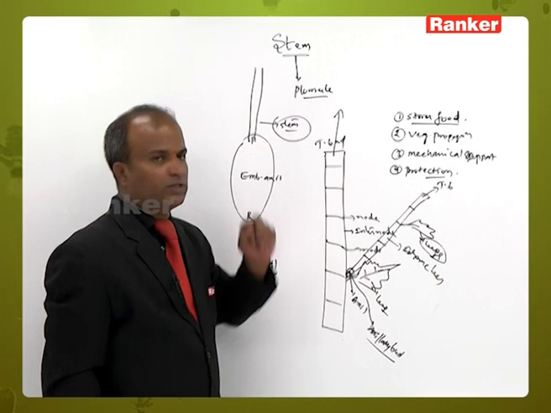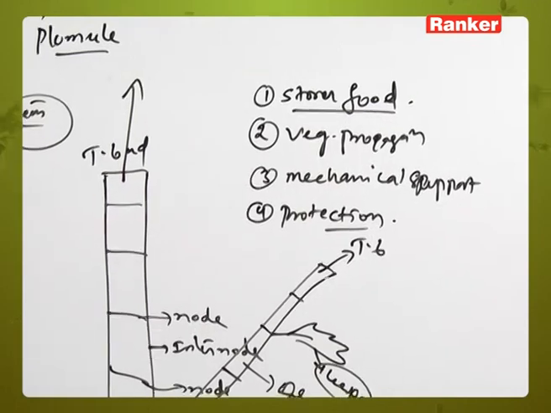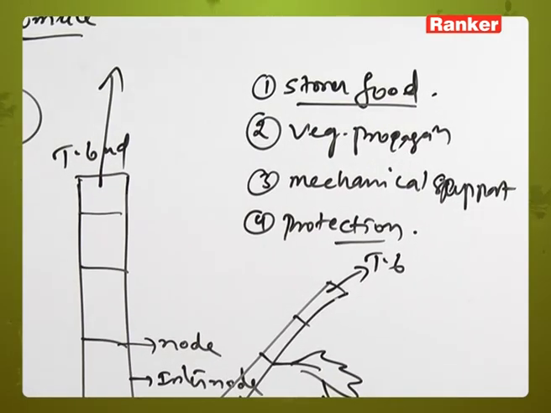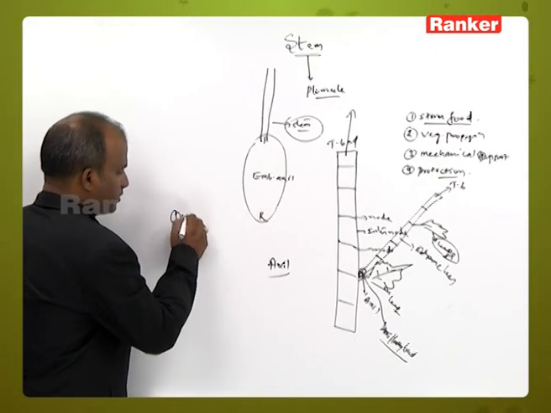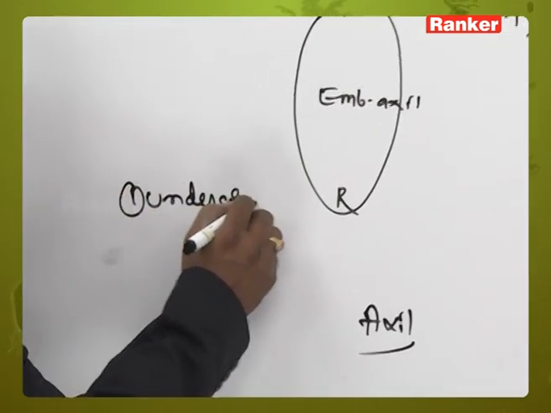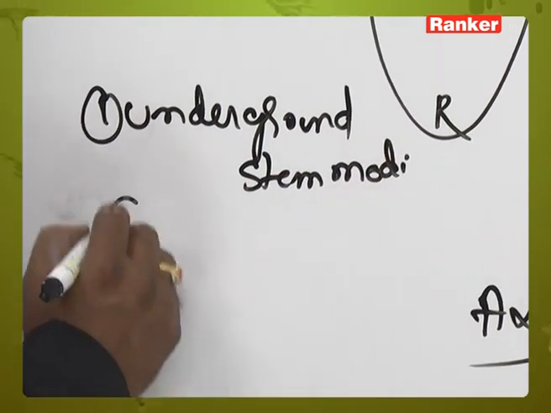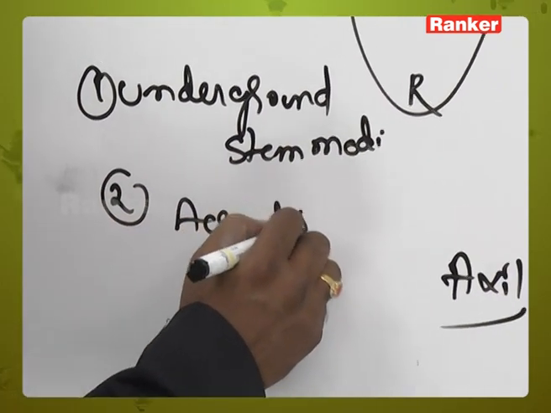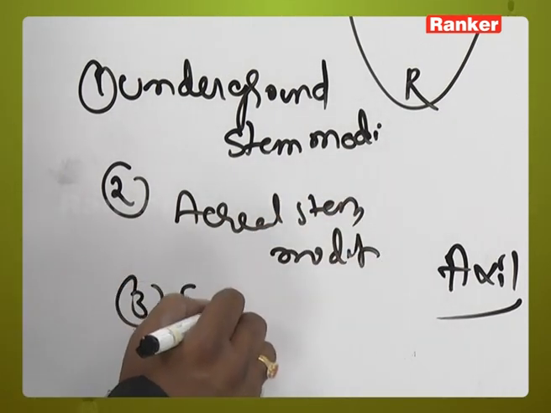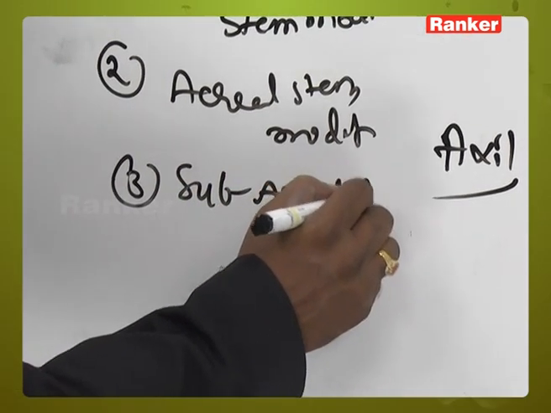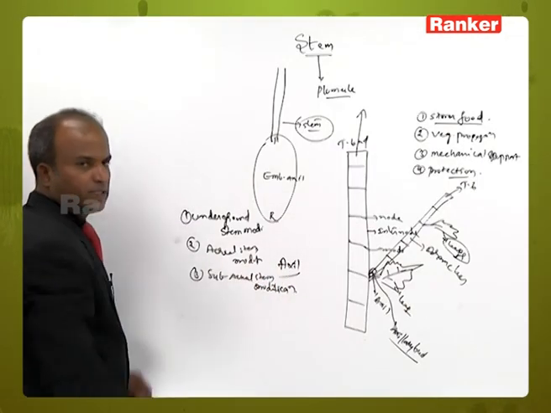And now we are going towards stem modifications. How many types of stem modifications can be seen? Here, it shows 3 types of stem modifications. One is underground stem modification. The second one is aerial stem modification. The third one is subaerial stem modification.